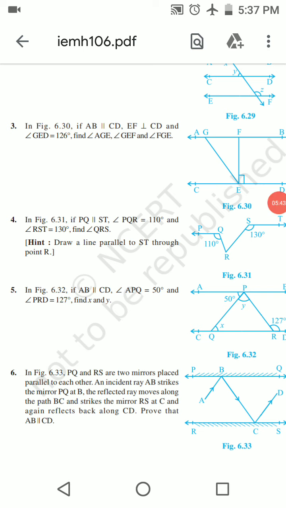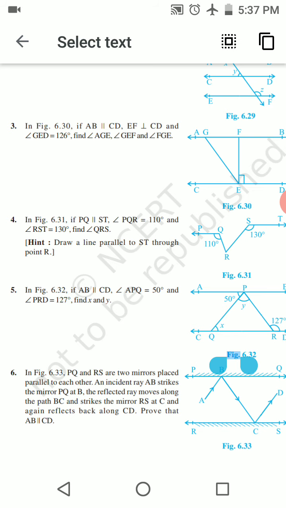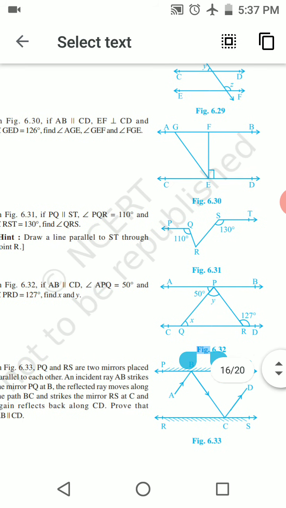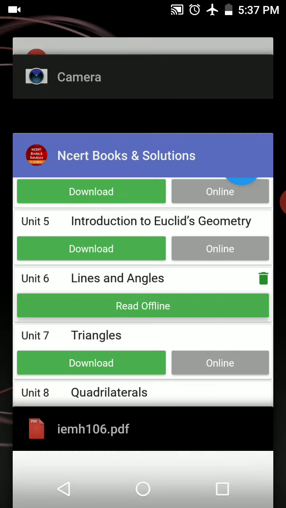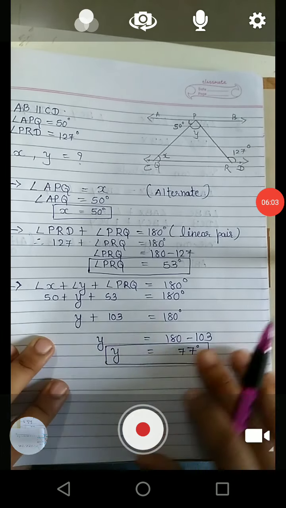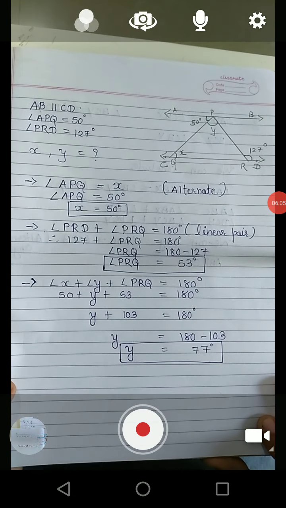Question number 5. In the given figure, AB is parallel to CD, APQ is equal to 50 and PRD is equal to 127. So we have to find X and Y. Let me see, friends, how to find the value of X and Y from the given figure. So here my figure is ready and all the data I wrote.